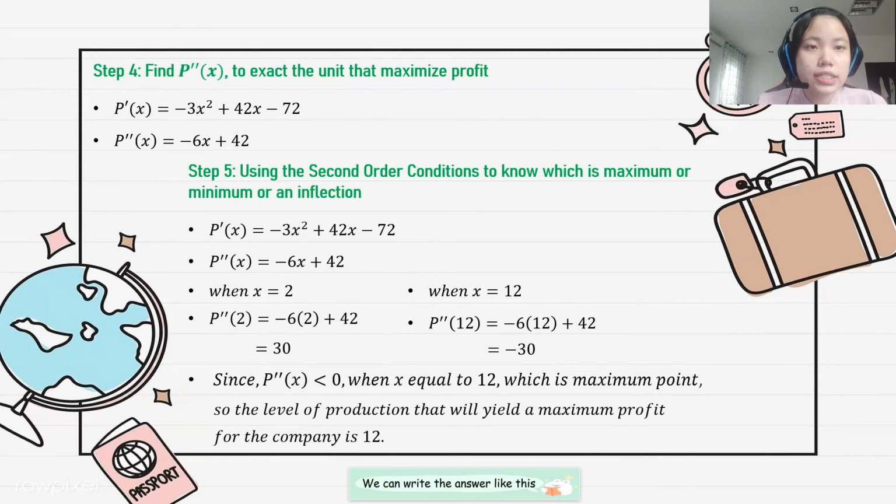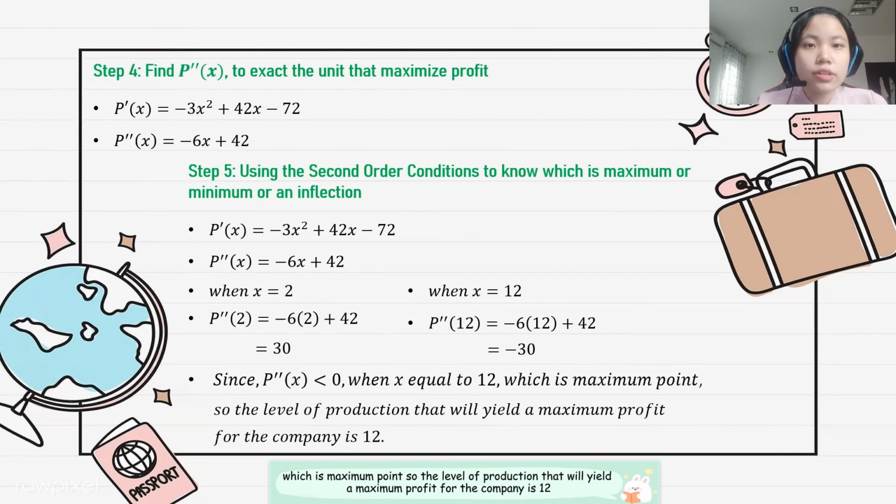We can write the answer like this. Since the second derivative of the profit function is less than 0 when x equals 12, which is a maximum point, the level of production that will give a maximum profit for the company is 12.